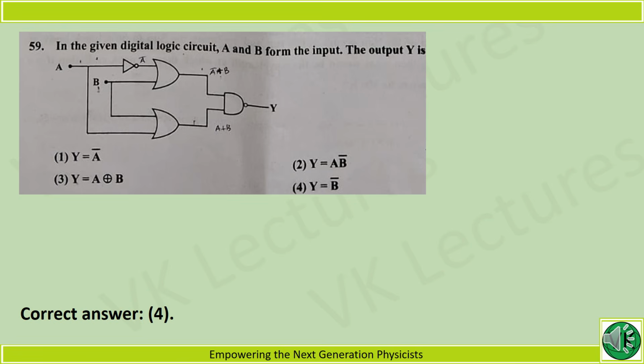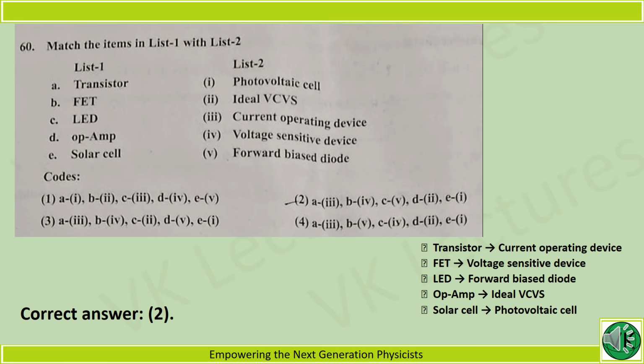In a given digital logic circuit, A and B form the input and the output Y is found to be B bar. The answer is option 4. Match the items in list 1 with list 2.